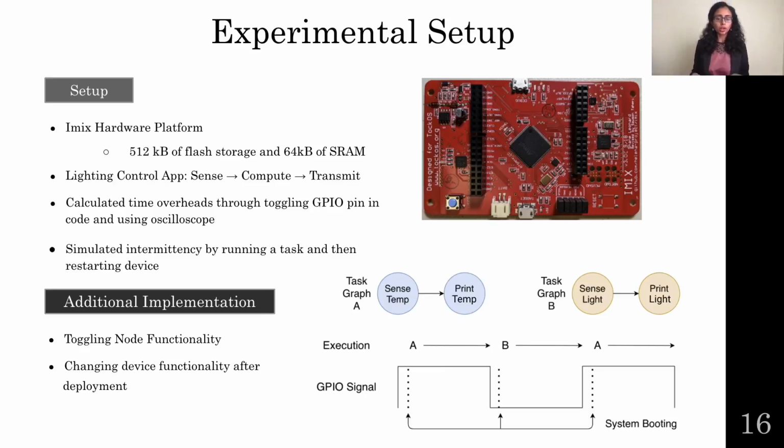We also had an additional implementation just to explore this idea of changing a node's functionality after deployment. So we basically had two different task graphs that, depending on a GPIO signal, the kernel would use a specific task graph and then only pull those applications into memory to run. So it explored this idea that sometimes it would sense and print the temperature, and sometimes it would sense and print the light.